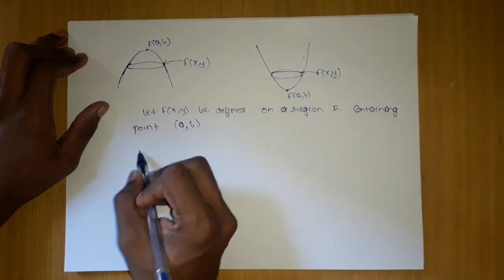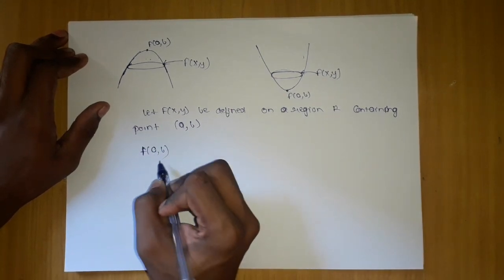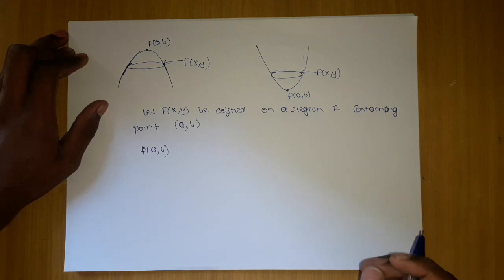Now what can we say by observing the function at a comma b? What is f of a comma b? Suppose there is a function f of x comma y equals sin x plus cos y. Then you will substitute a in place of x and b in place of y, and the value which you get is f of a comma b.